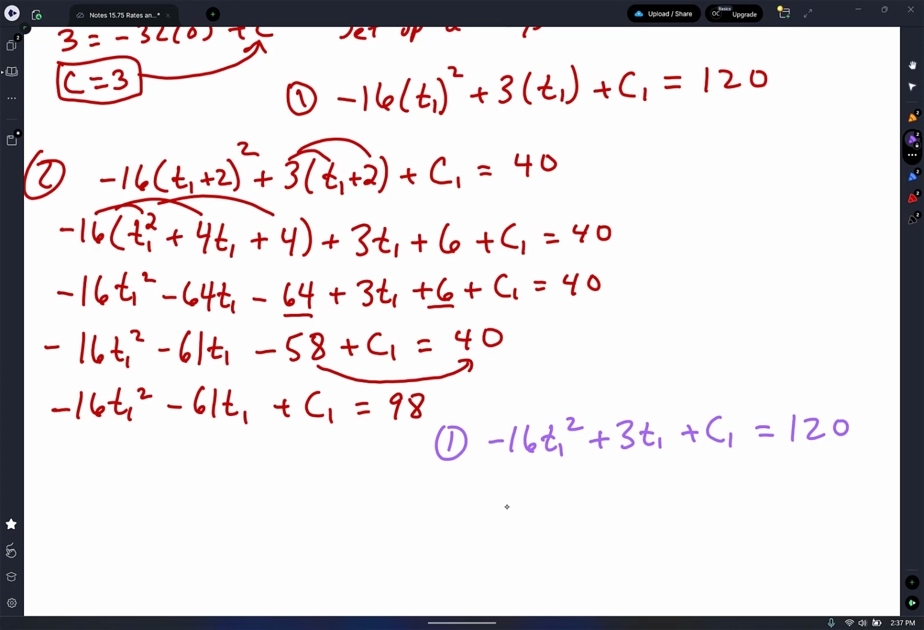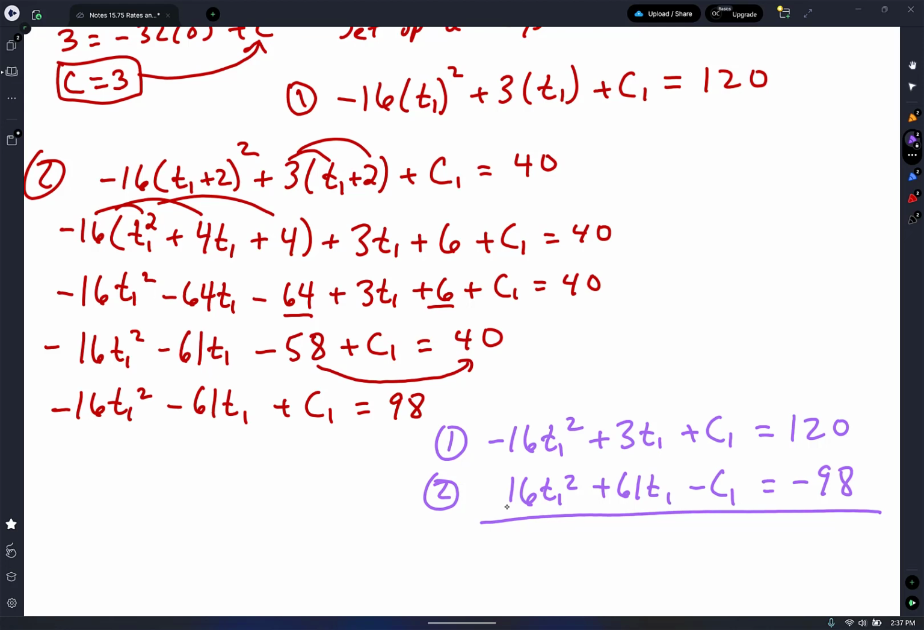Equation 2. I'm going to change the polarity because I don't like to say subtract. I'm going to change the polarity of all of them, and I see that the squares are going to cancel and the c1s are going to cancel. So I guess I'm going to solve for t1 first. Well, you have to. You got to solve for that. So here we go. I'm going to change the polarity. Positive 16t1 squared plus 61t1 minus c1 equals negative 98. Did I confuse anyone?